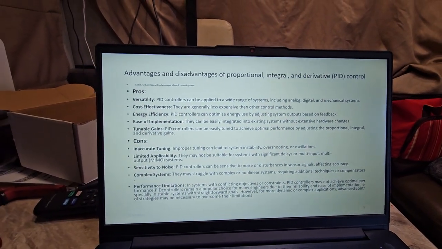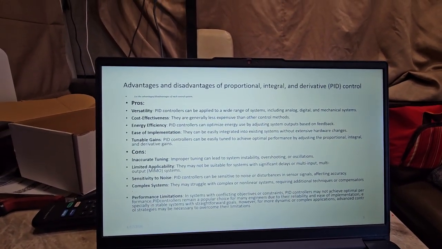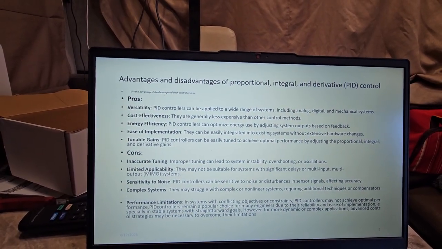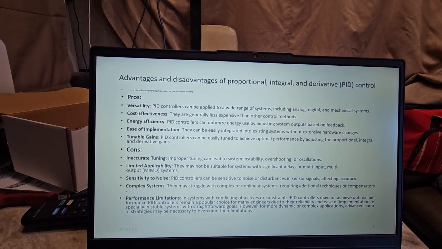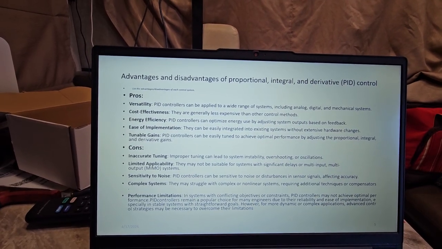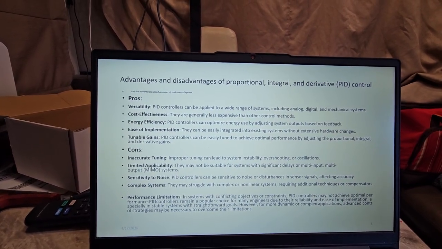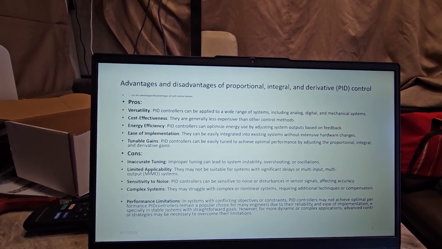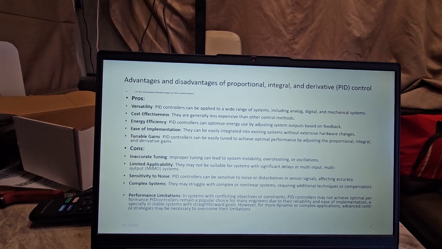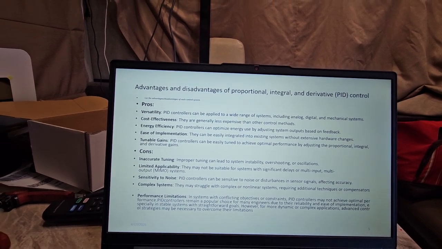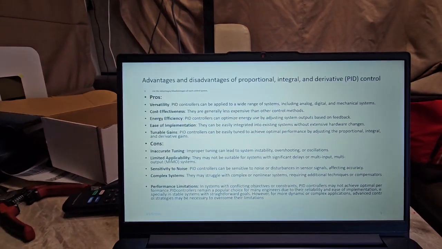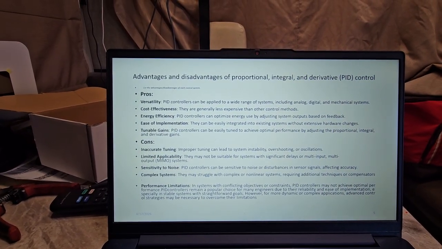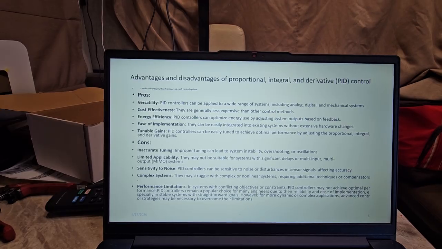Some listed pros and cons of proportional, integral, and derivative controls. Some pros: it's versatile. PID controllers are applied in a wide range of systems, including analog, digital, and mechanical systems. They're cost-effective, generally less expensive than other control methods. They're energy efficient. PID controllers have optimal energy use by adjusting systems output based on feedback. Like I said, with those heaters, constantly monitoring and varying. Ease of implementation: they can be easily integrated into the systems without extensive hardware changes.